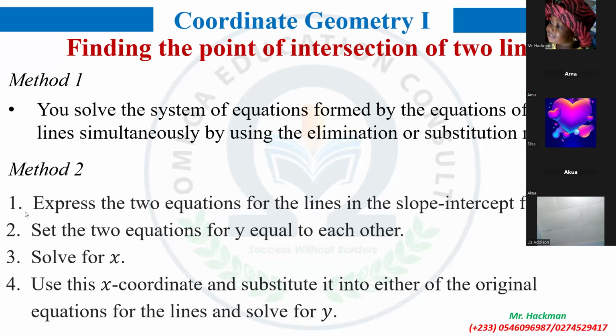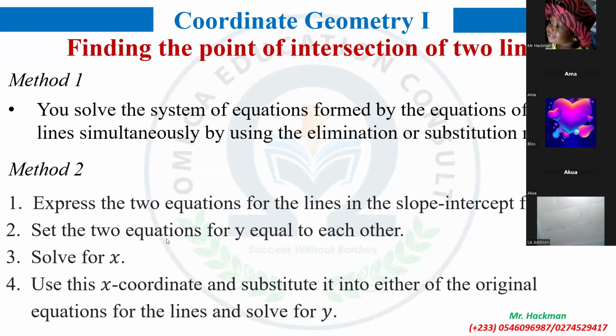Okay, this is what you do. First step of method two, express the two equations for the lines in the slope-intercept form, which is the same as the gradient-intercept form. Remember where we are coming from. If you want to find the gradient, we have to write the equation in the slope-intercept form. So we know how to do this. Though after writing it in the slope-intercept form, we are not going to use that to get the slope or the gradient.